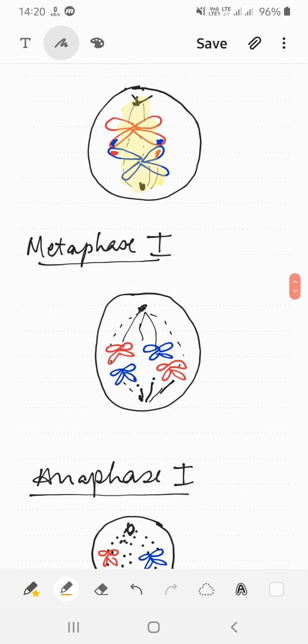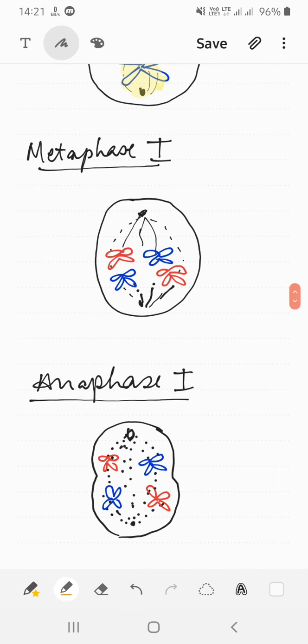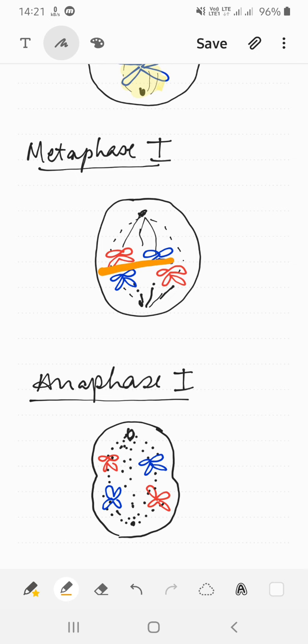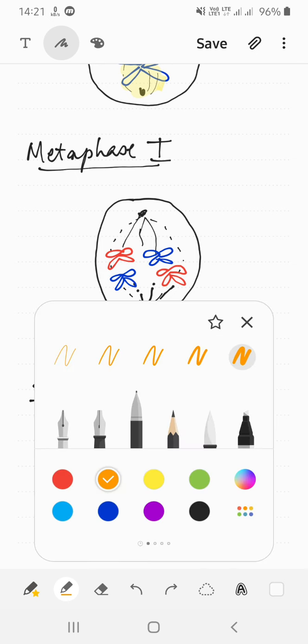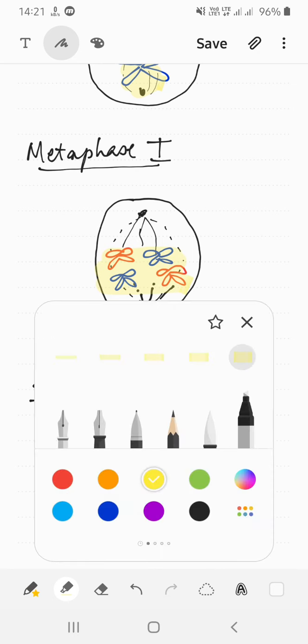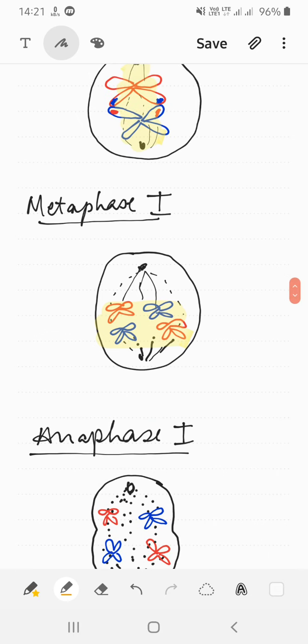And now we have metaphase 1, where the spindle fibers are completed and the homologous chromosomes lie at the spindle center with two metaphase plates. So here two metaphase plates are there, that is the equator, and two equators are being formed and two metaphase plates are being formed.